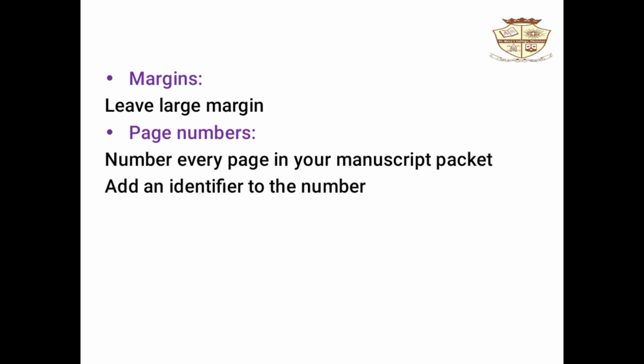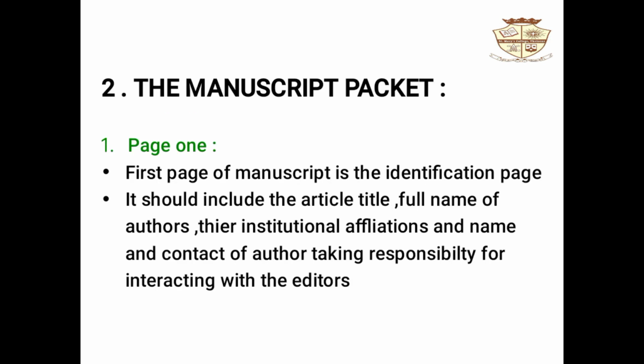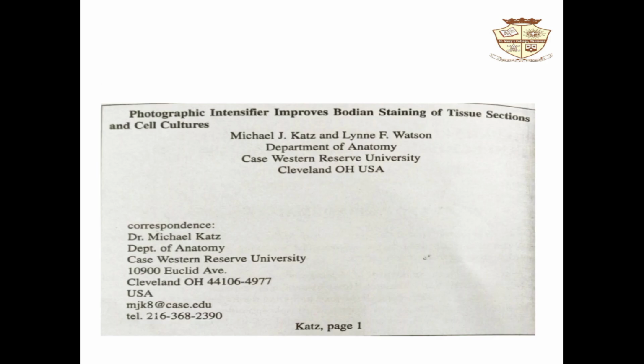Next, margins. Leave large margins, and the page number is given to every page of the manuscript packet, and add an identifier to the number. Next is the manuscript packet. Page 1, the first page of the manuscript, is the identification page. It should include the article title, full names of authors, their institutional affiliations, and name and contact of the author taking responsibility for interacting with the editors. An example is given here.